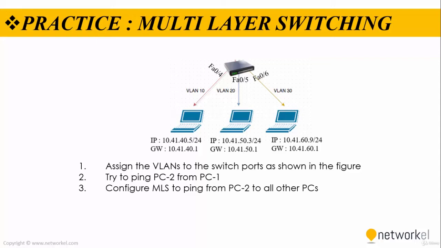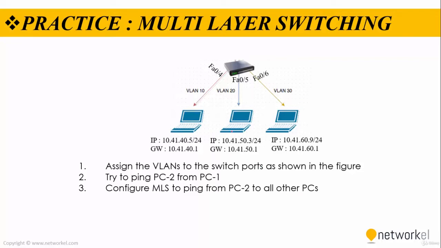In this section, we are going to configure multi-layer switching on Packet Tracer, and we'll make a lab about it. We have 3 steps to accomplish. In the first step, we need to assign the VLANs to the switch ports as shown in the figure. In the second, we are going to try to ping PC2 from PC1. And in the third, we need to configure multi-layer switch ping from PC2 to all other PCs.